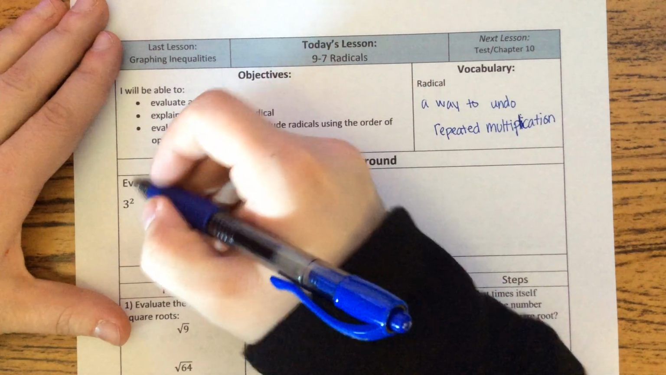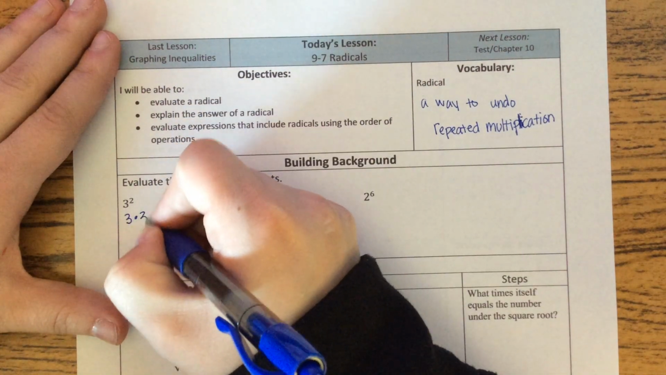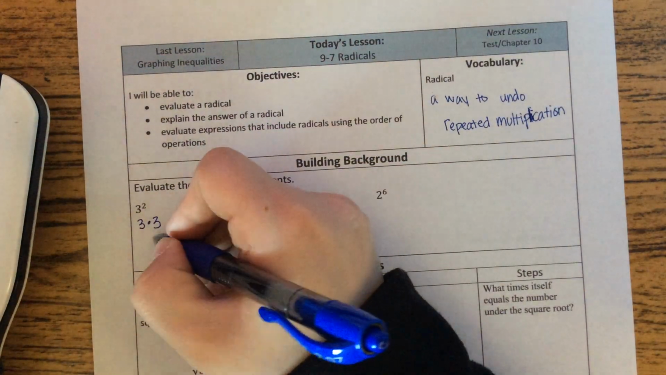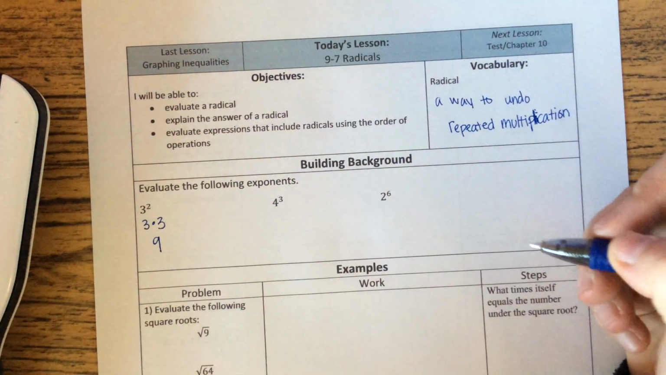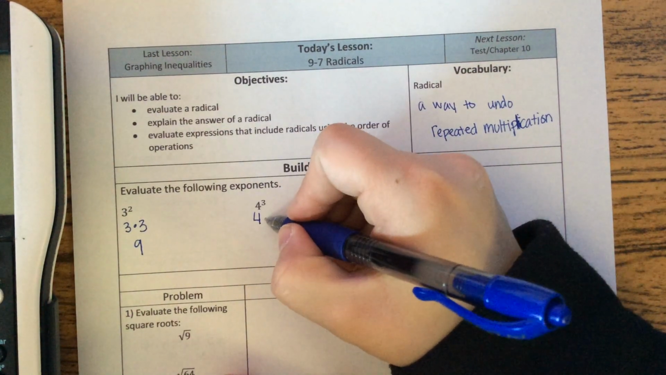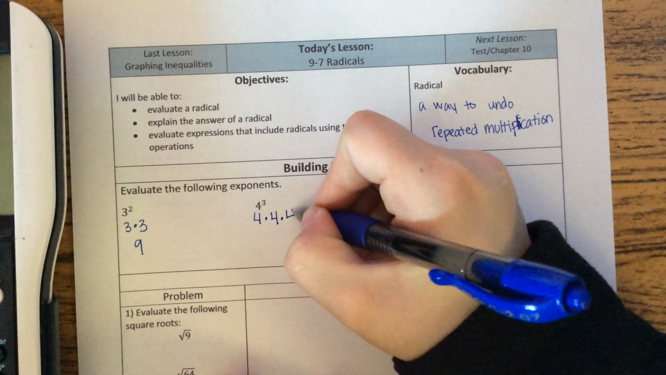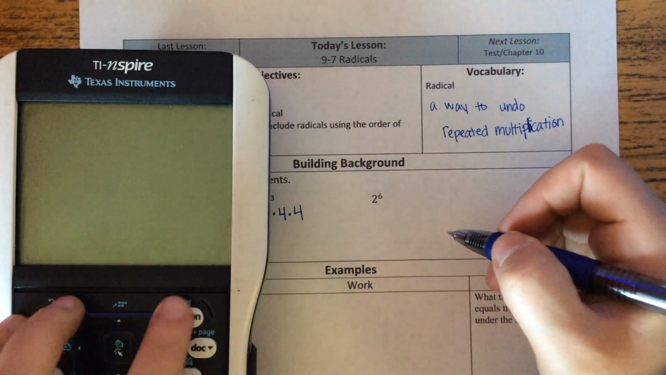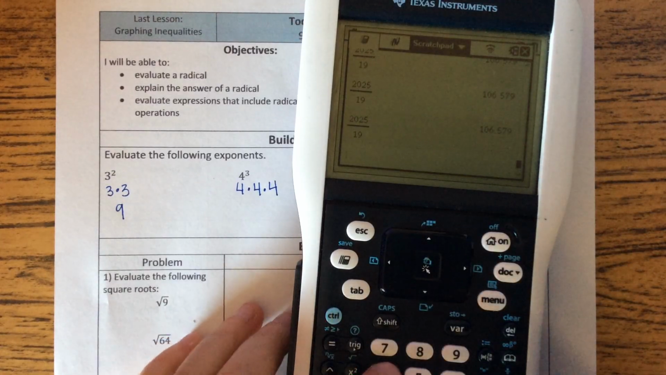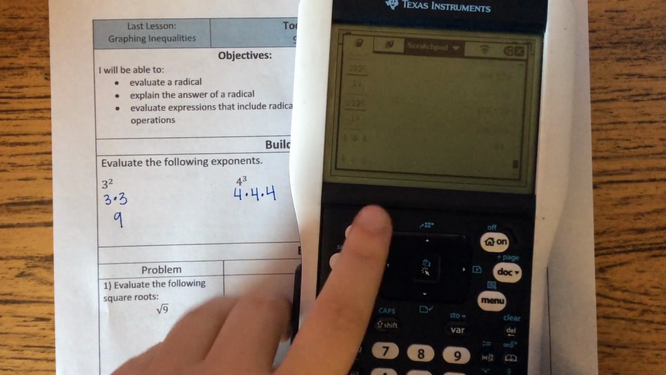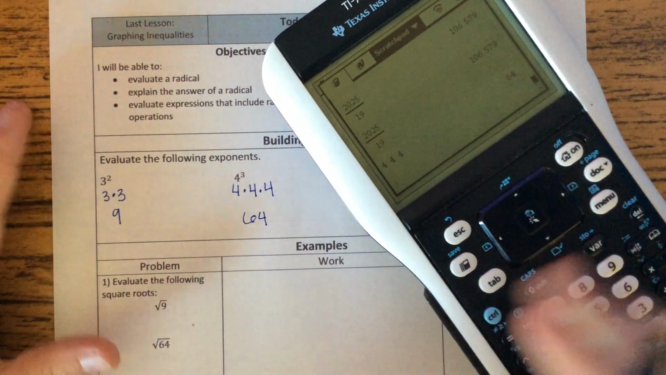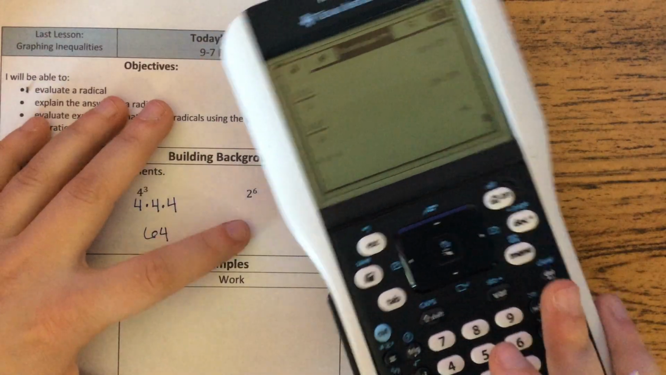Okay, so 3 squared, remember, just means 3 times 3. It means that we're doing 3 twice, and 3 times 3 is 9. Okay, it's okay to use a calculator. 4 to the third just means we're doing 4 times 4 times 4. So in my calculator, I'm going to turn it on, and I'm going to have 4 times 4 times 4. And that is 64. So we did this back in chapter 5, I think.